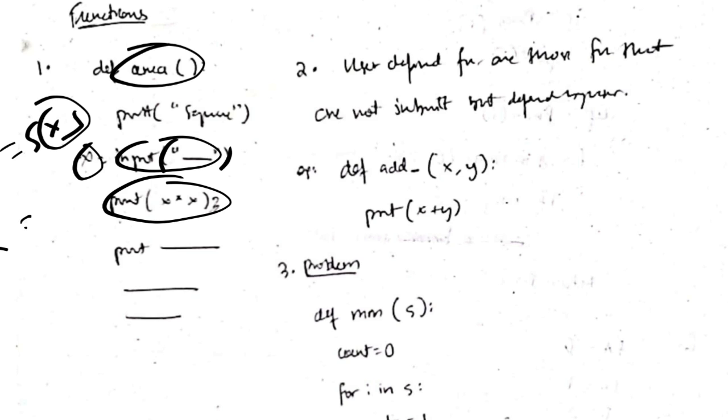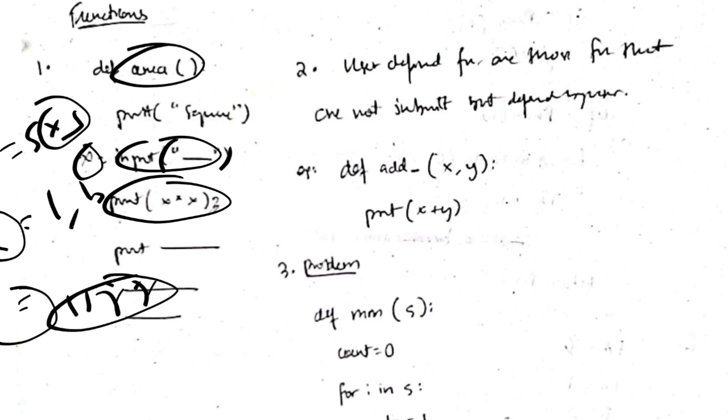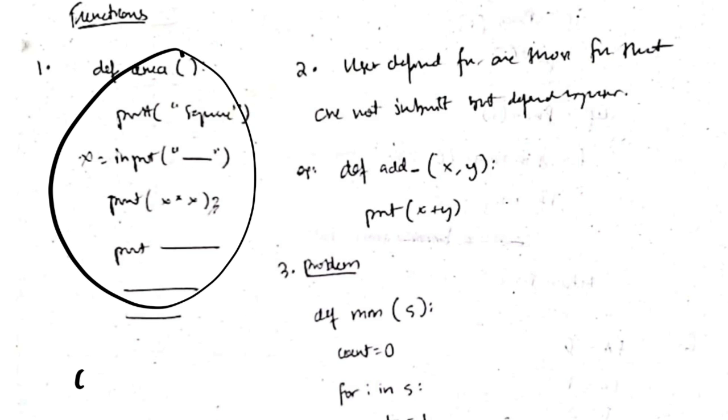Now for the rectangle, you will have to take two inputs, one for the length and the other for the breadth, and you will multiply them and return the area. Third is the circle. Here you will have pi r square, so you just have to take the radius and return the value pi into r into r. That's how you print the values. And finally, after defining all of these, you will be calling the area function.